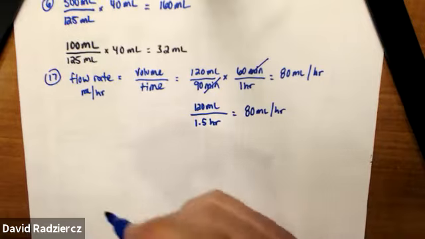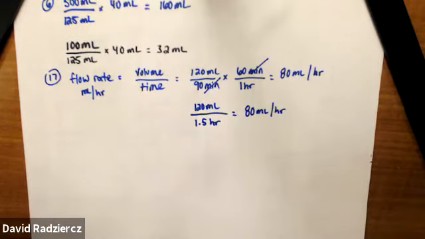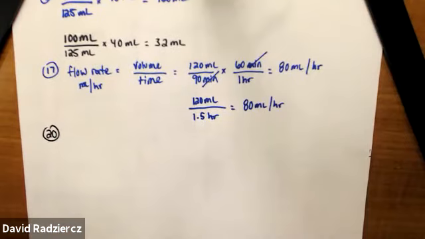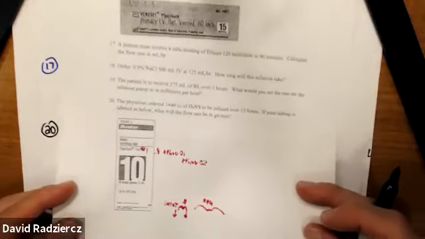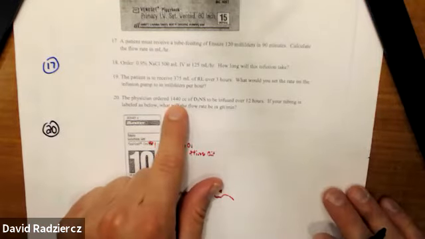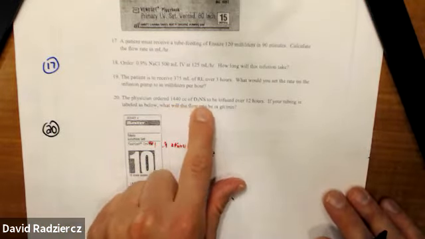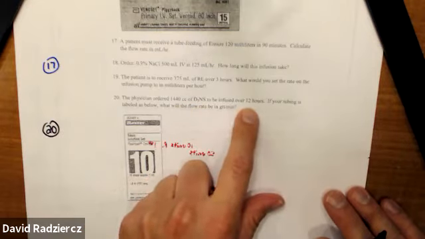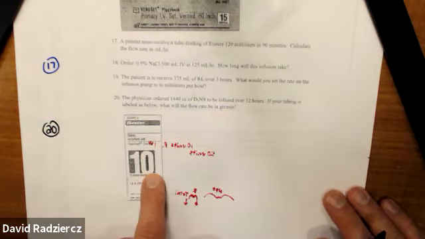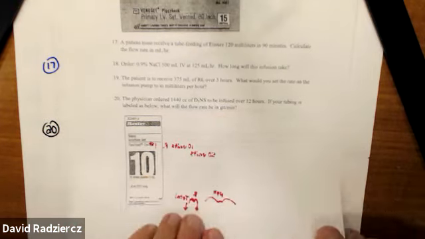Number 20. Let's see what 20 says. Okay, so 20 is one of your first looking at drop rate type questions. I mean, there was, I think, one or two above this, but number 20 says the physician ordered 1440 cc's of dextrose 5% normal saline to be infused over 12 hours. And then if your tubing is labeled as below, what would the rate be in drops per minute, where the label tells you it's 10 drops per milliliter.